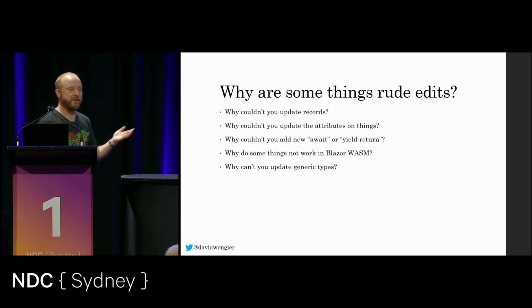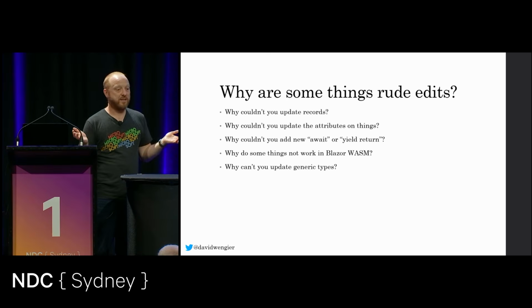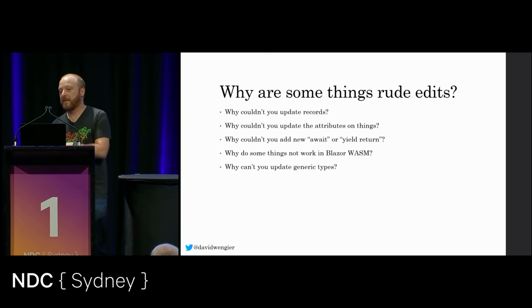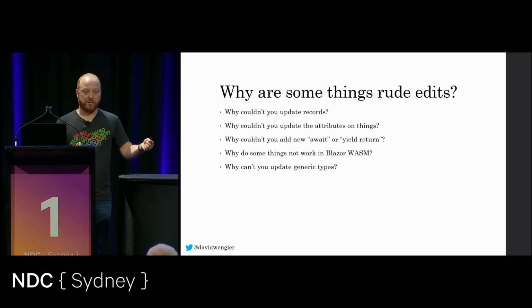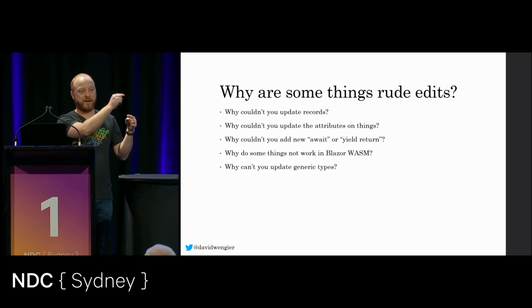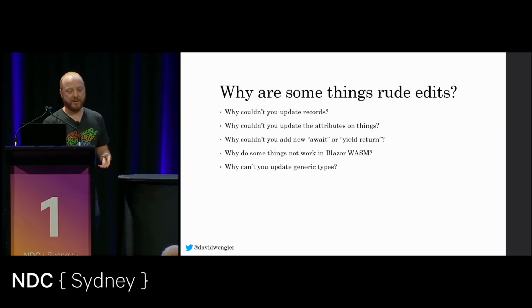Why couldn't you add await and yield return? This is that state machine table in metadata. It just didn't have enough information. Async methods become a state machine, which means for every await in your method, there's a new state: 1, 2, 3, 4. When you hot reload, we need to remember what state you were up to. But of course, if you add an await above where you are, then we have to change this one from state 4 to state 5. And that information is now in the PDB. So sometimes it's writing more data to the PDB.